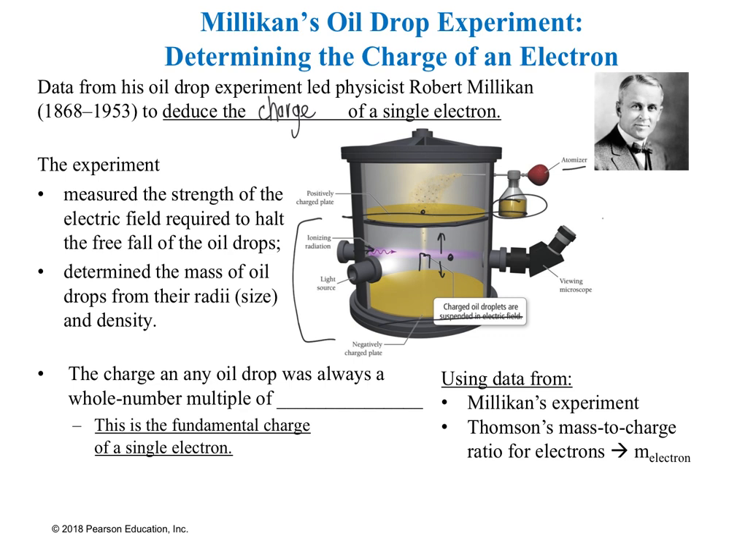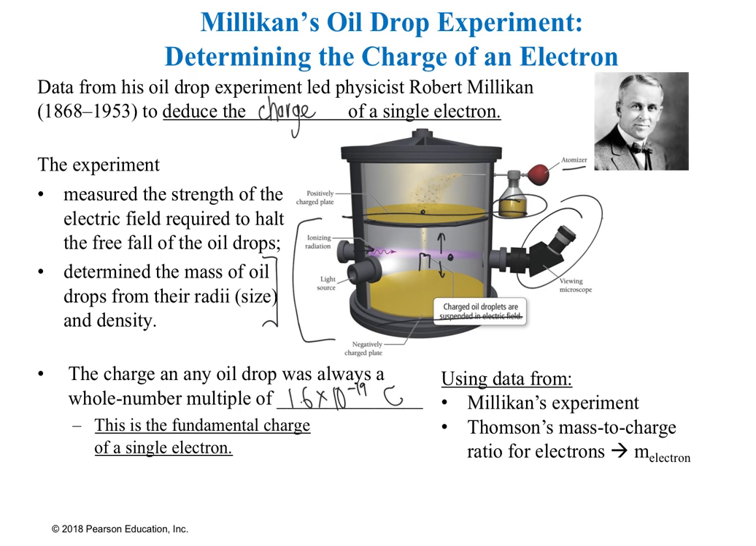And through those careful experiments, and the fact that they were able to determine the mass of the oil droplets from the microscope, seeing the radii and using the density, they were able to notice that the oil droplets carried a charge that was a whole number multiple of the charge of an electron, which they were able to find out. So the value was 1.6 times 10 to the negative 19 coulombs. All of these particles had a charge that was a multiple of that.